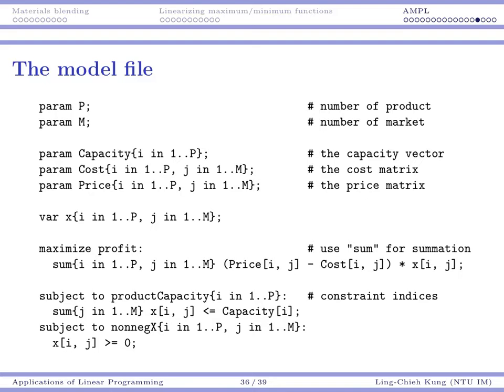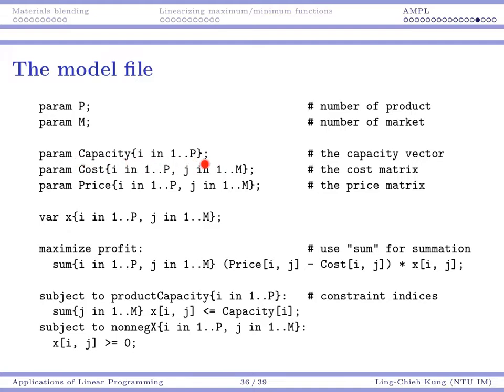I now want to define some parameters. So I have param as my parameter keyword. If I do this, then I'm giving names to the parameters. For their values, I define them in my data file. Okay, so I have P as my number of products, M as my number of markets, and I have capacity, cost and the price. For capacity, it is a vector.